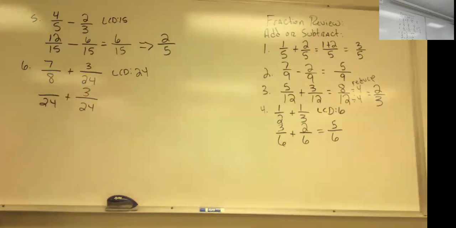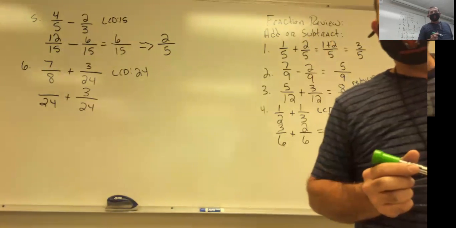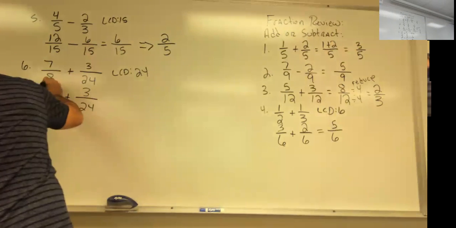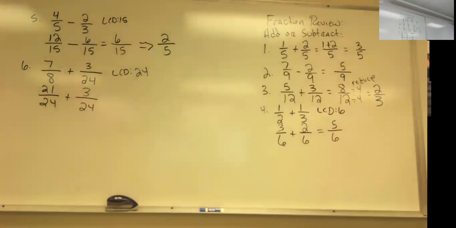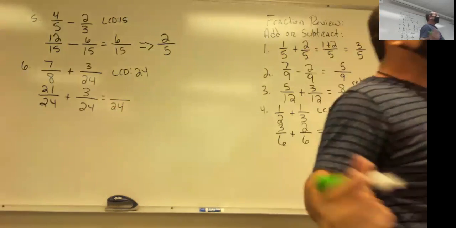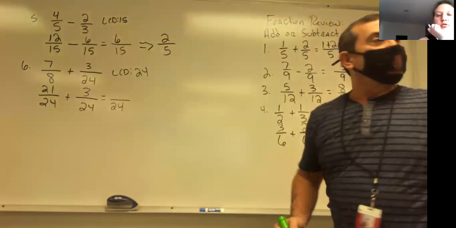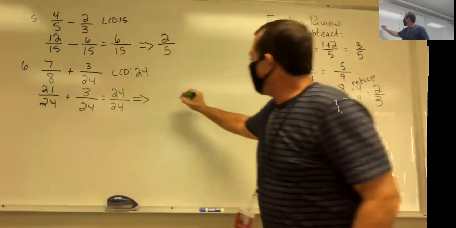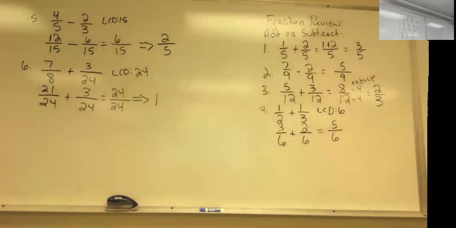What's nice, I don't even have to change that second one. It's already got a 24 on the bottom. So 7/8 becomes what over 24? 21. Okay. Now what's going to happen? I know the bottom is 24. Well, what's the top? 24 also, right? 21 plus 3 is gonna be 24. Can you reduce that to a 1? 1. There you go. Okay. It's usually the last thing I look at on my fractions. What can it reduce?